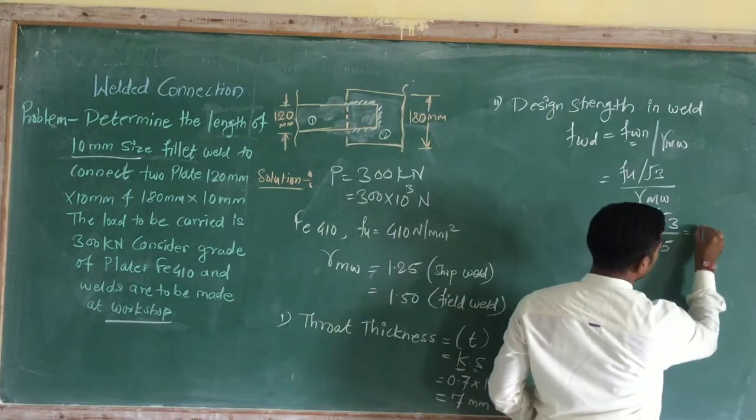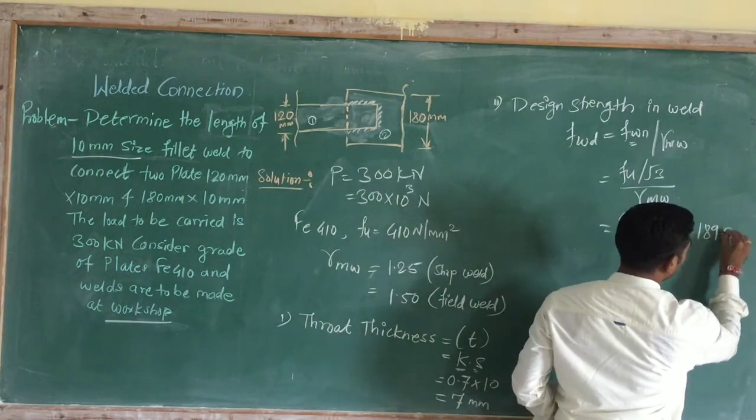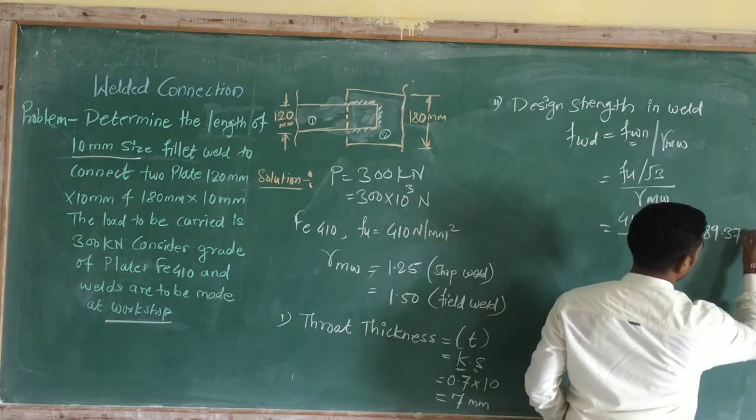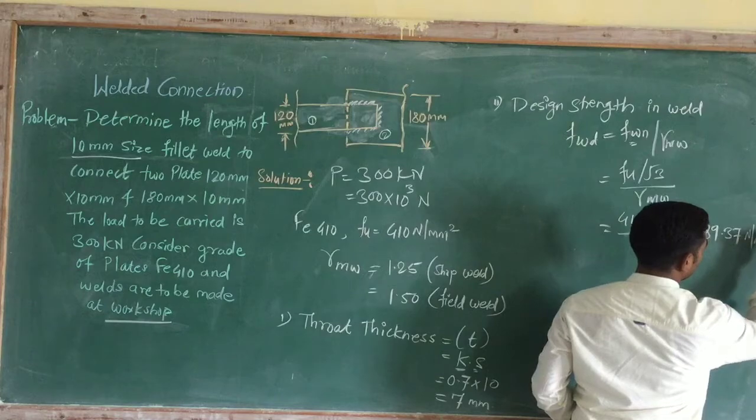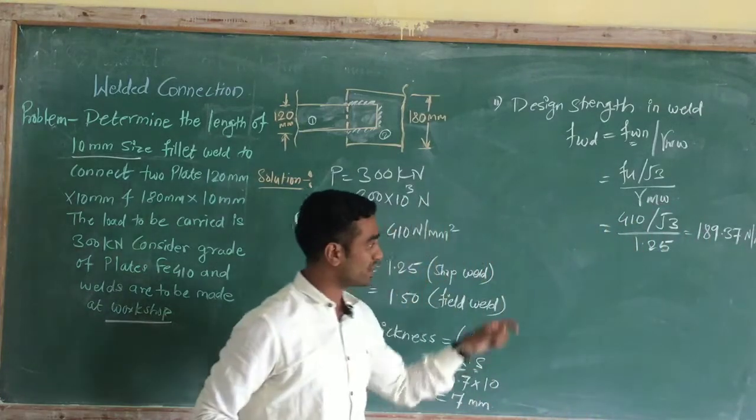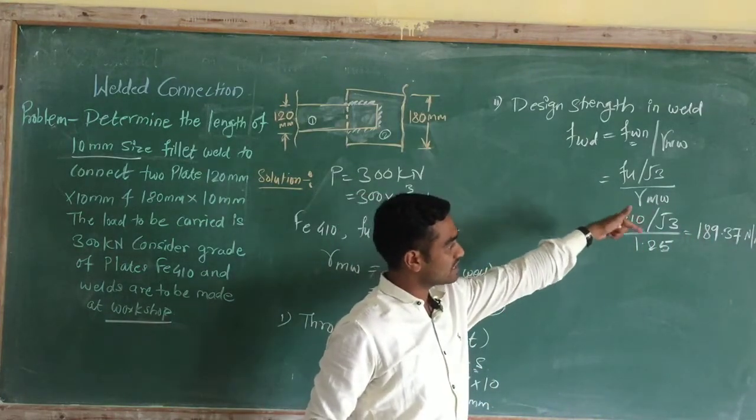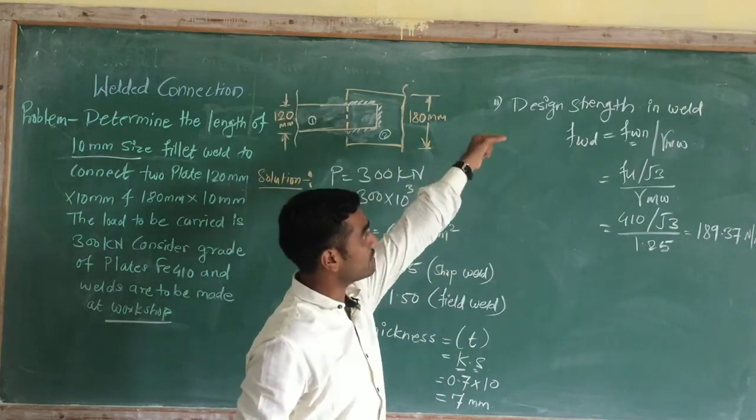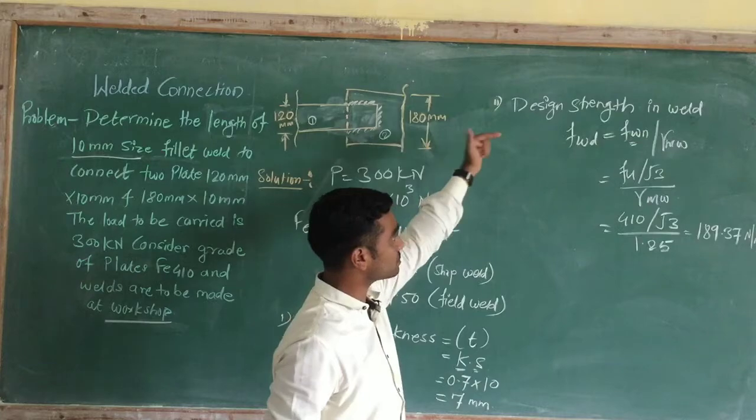Its value is 189.37 Newton per mm square. What is this value? It is the design strength in weld. It is nothing but the design strength in weld.